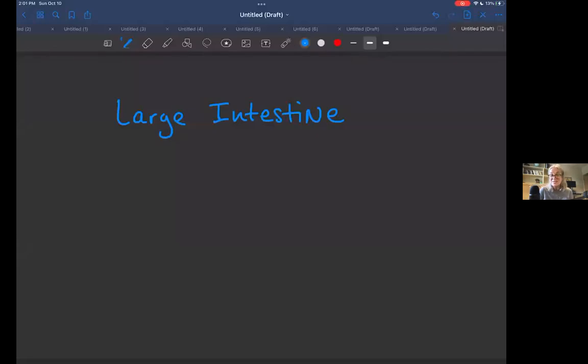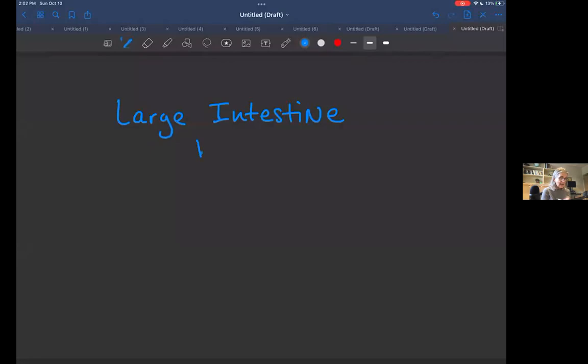The last division of our alimentary canal before we get to the rectum and the anus is the large intestine. So the large intestine, remember, has a larger diameter, but it is actually shorter, and it has a smaller surface area compared to the small intestine. So its primary function is not nutrient absorption. That is the function of the small intestine, but it has a couple of functions.